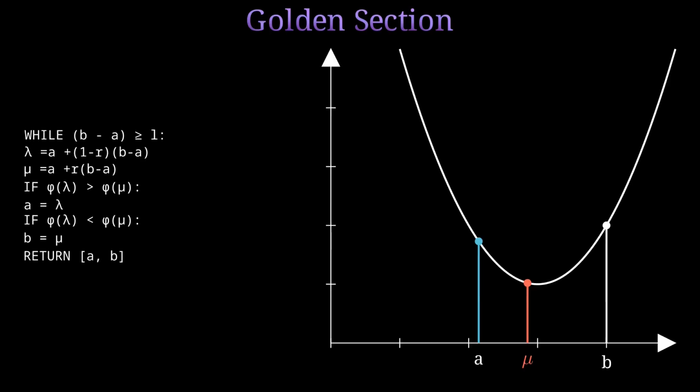In the next step, the golden section shines with a simple approach that saves a lot of work by reusing the function values from the previous step. We just swap the roles of lambda and mi and keep repeating this iteration until we reach the desired precision, meaning we get close to the minimum.